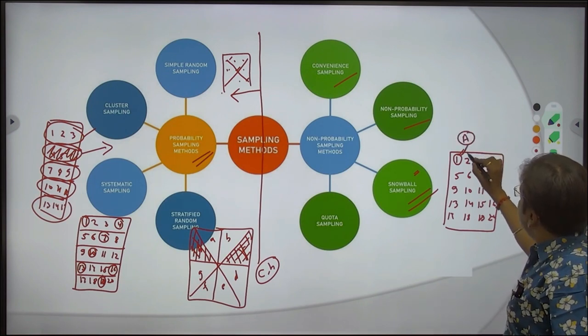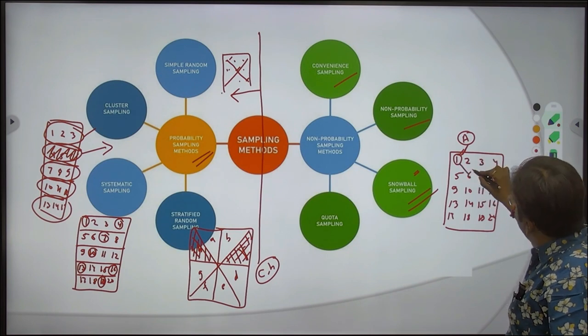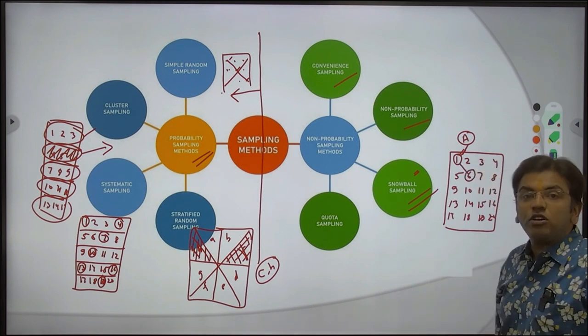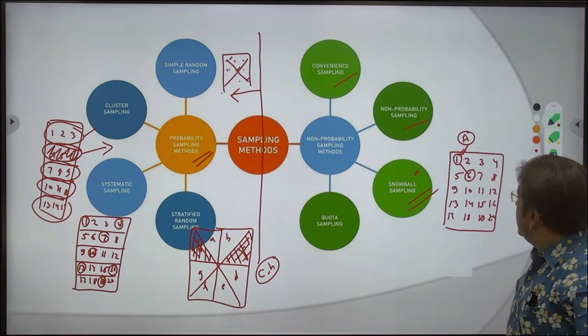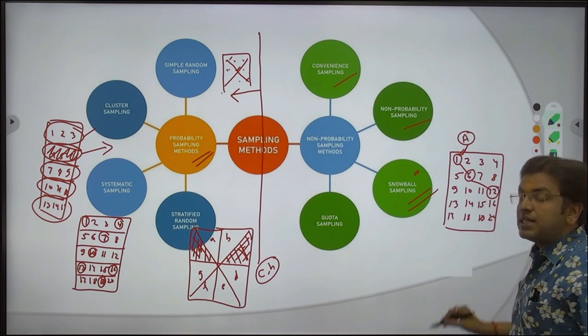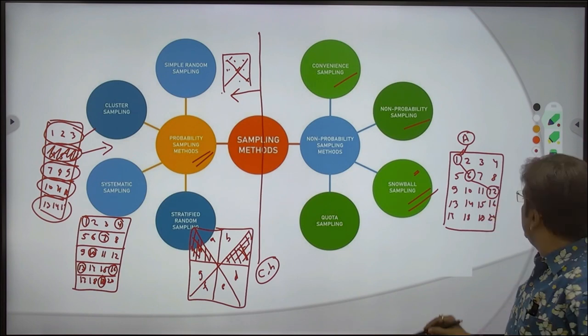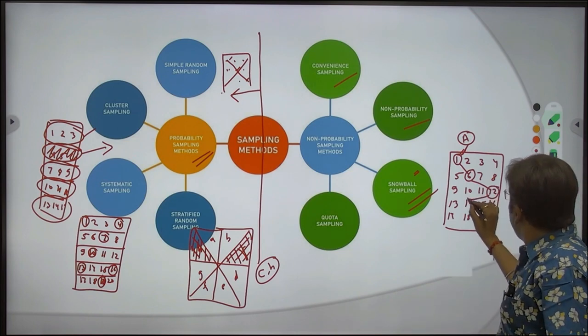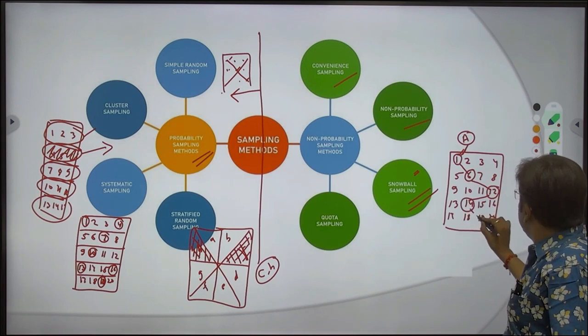So this is the first sample. And he will say that 6 knows somewhat more about the COVID. Then 6 will say that 12 knows some more about the COVID. 12 will say 14 knows. 14 will say 19 knows.